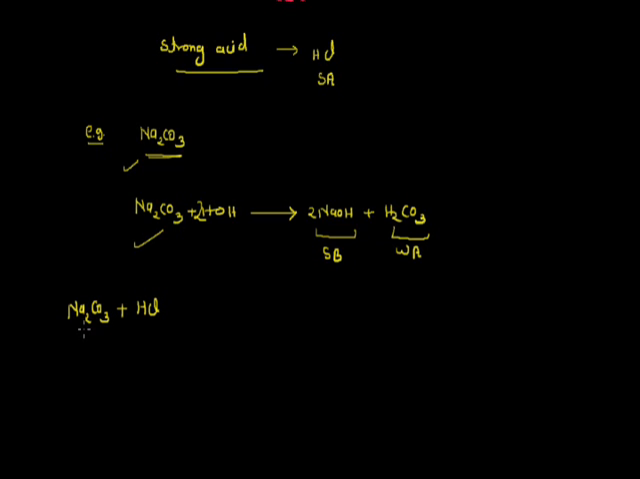Basically this reaction is completed in two steps, since this salt contains two sodium ions and HCl contains only one H plus. In the first stage, the reaction gives sodium bicarbonate plus NaCl. In this first stage, the equivalence point, the point at which the reaction is just complete, is nearly when the pH comes to 8.3. So in the first stage, pH 8.3 is the equivalence point.